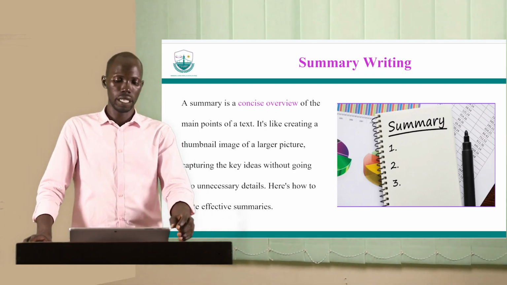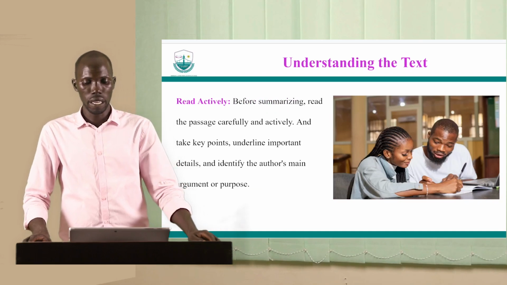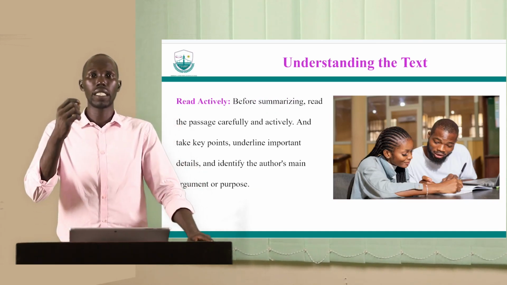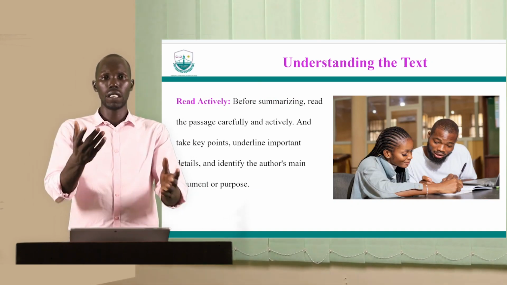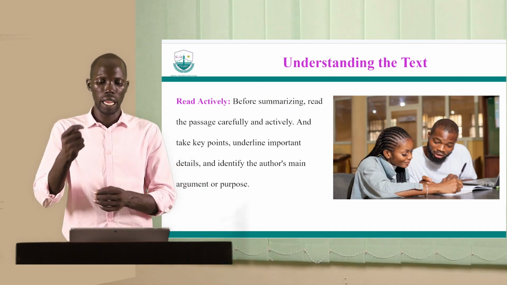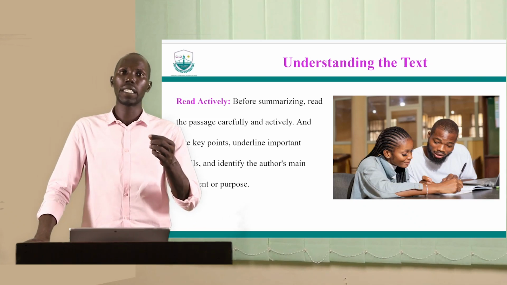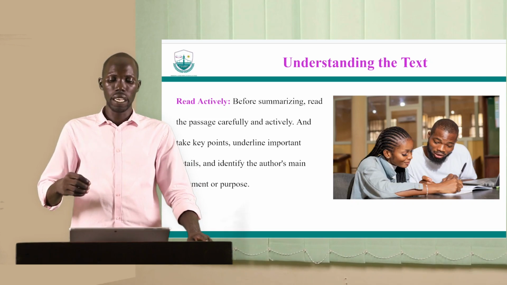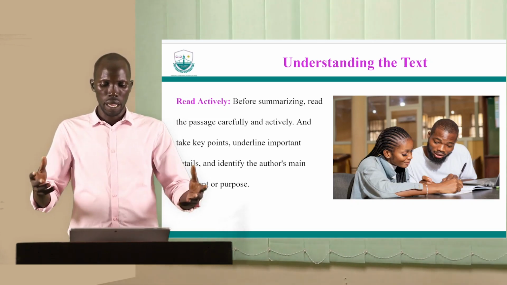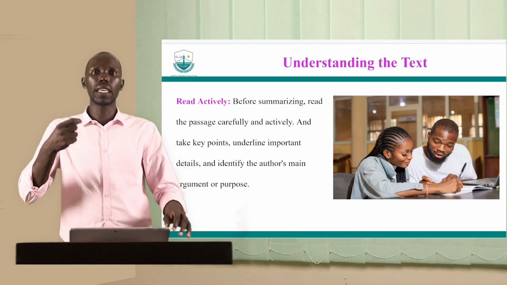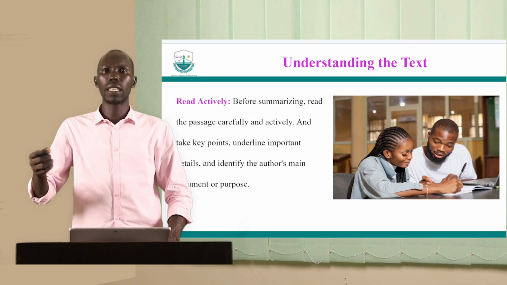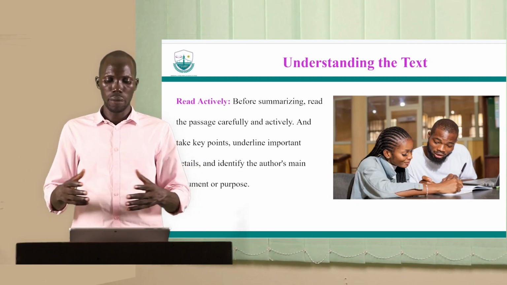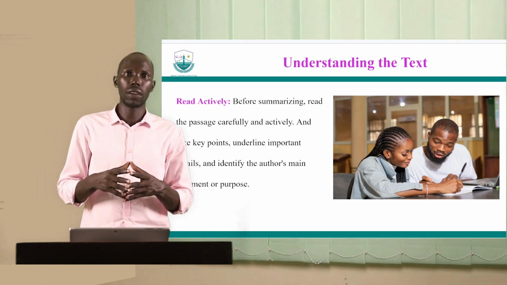Here is how one can summarize a given text. Before you summarize a given text, there are some important things you should do. Given the text, you should read the text actively. Before summarizing, read the passage carefully and actively. As you read, you should keep taking notes. What are the main points in this passage you've read? Which were the main points that were outlined in the text?